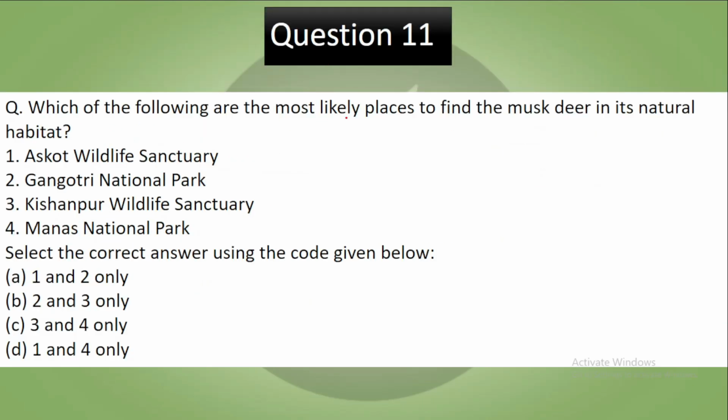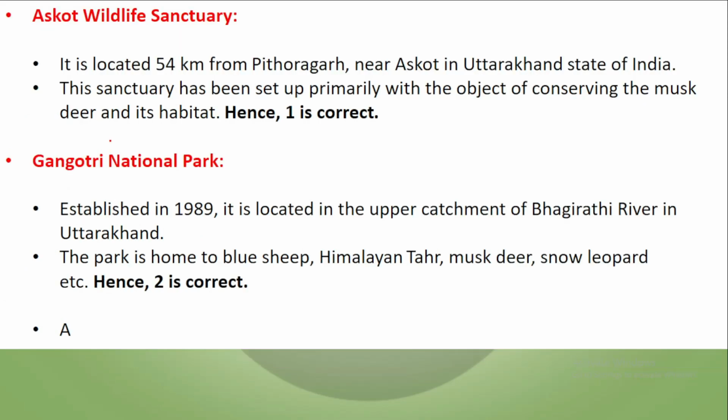11. Which of the following are most likely places to find musk deer in natural habitat? Askot Wildlife Sanctuary, Gangotri, Kishanpur, Manas. Select the correct answer using the code given below. Pause the video, try to answer. Now let's see the answer. So your correct answer to this is A, 1 and 2 only.